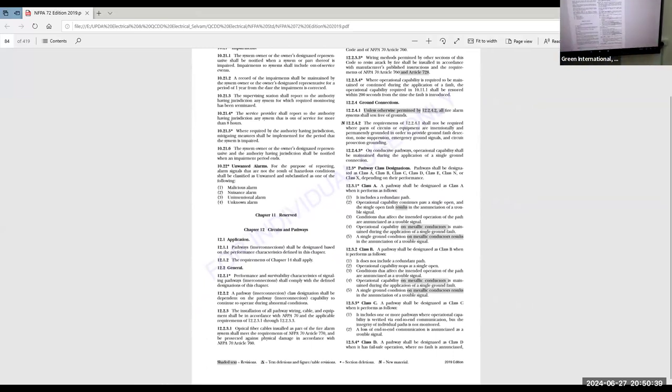So mostly they ask the question from this circuit and pathway. Here the questions are related to these classifications. We have one question: which is not the pathway? Option A, class A, class B, class C, and class J.